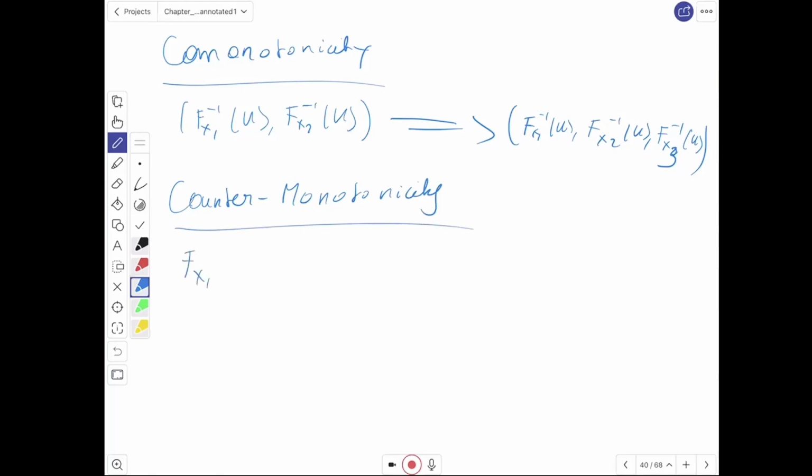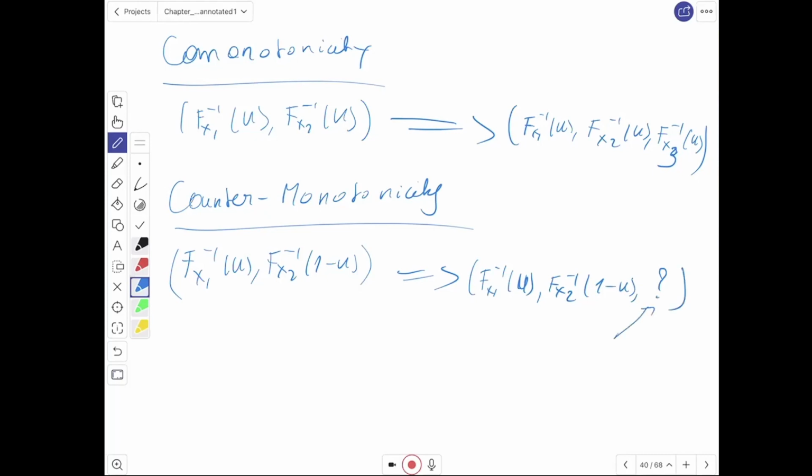I have that the 2 risks are moving perfectly in the opposite direction. Now I want to move from 2 to 3 dimensions, right? I have my first risk non-decreasing in U. I have my second risk non-increasing in U. But what should I do with the third one?